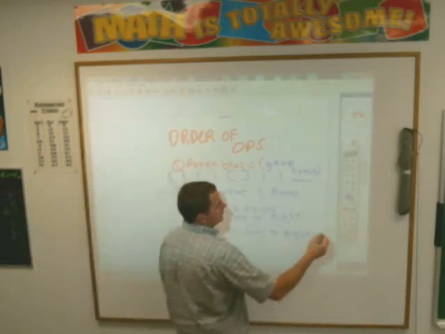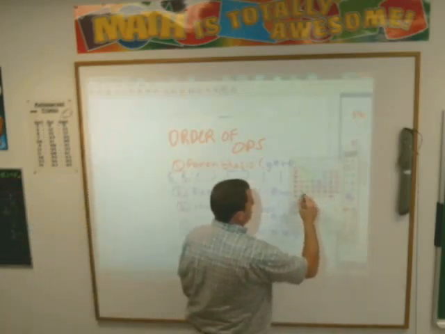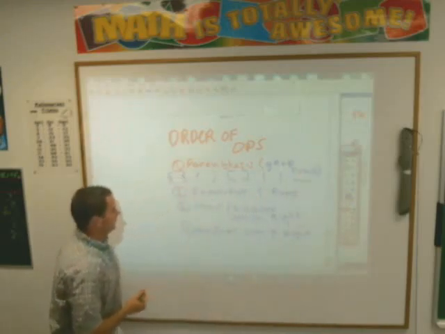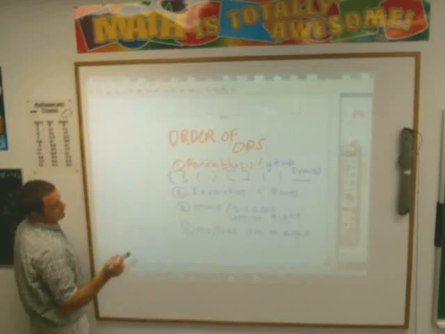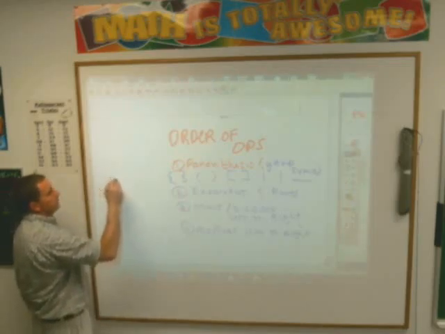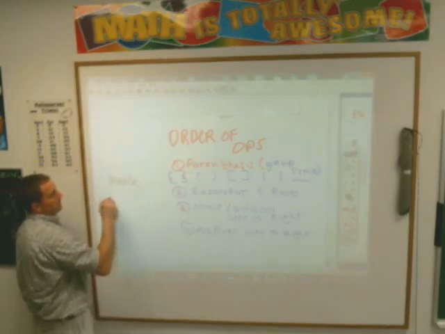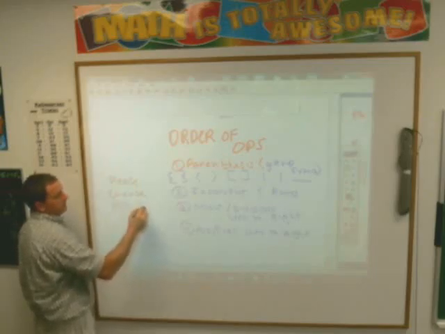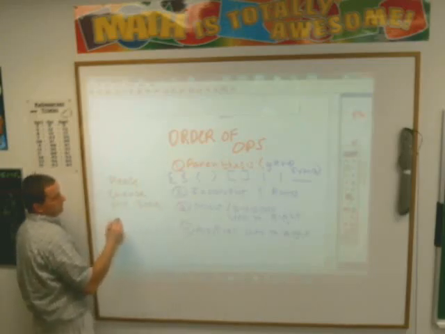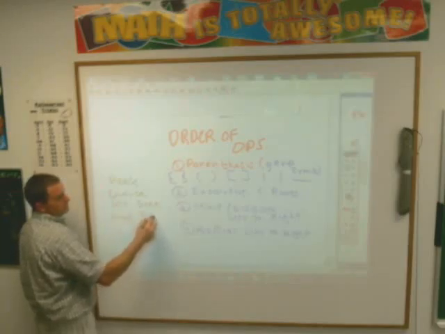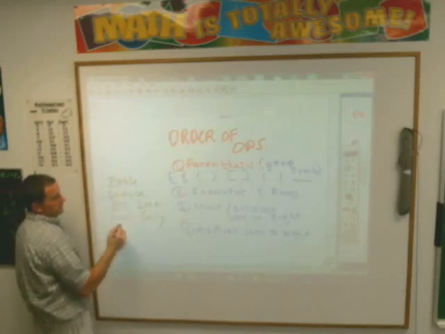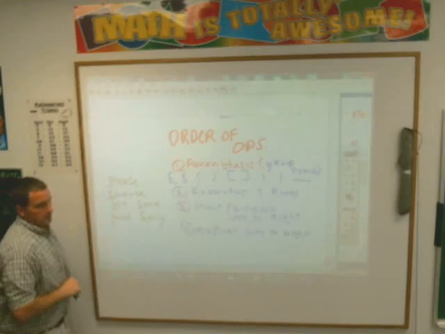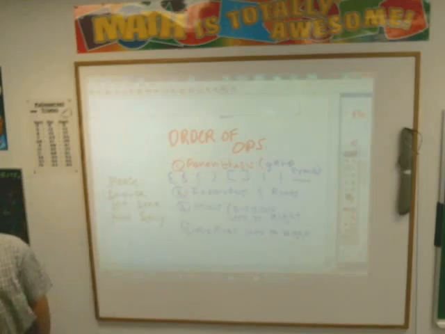And I've heard from numerous people, a good way to remember this is use the phrase, Please excuse my dear Aunt Sally. Please, excuse, my, dear, Aunt, Sally. Parentheses, exponents, multiplication, division, addition, subtraction. That's the order in which they need to be done.